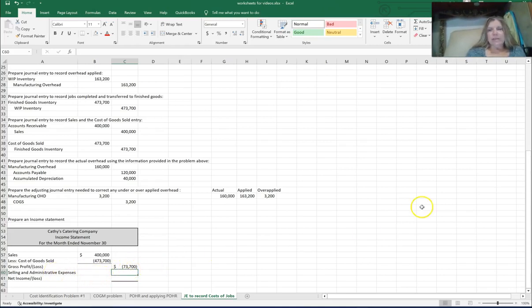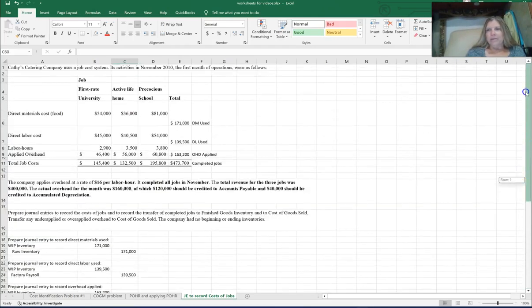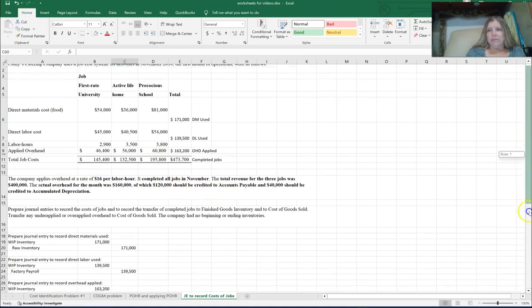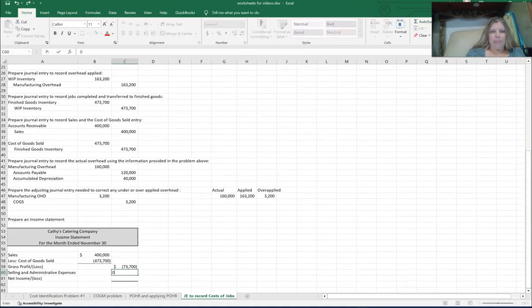Selling and administrative expense. Don't believe they gave us any, but let's go up and double check. There's no selling and general administrative expense there. And there's no selling and general administrative expense here. So we can assume that it's zero since they didn't give us any. And then to come up with your net income or net loss, you just take your gross profit and subtract that zero. So it's going to be a negative $73,700. So we have a net loss.